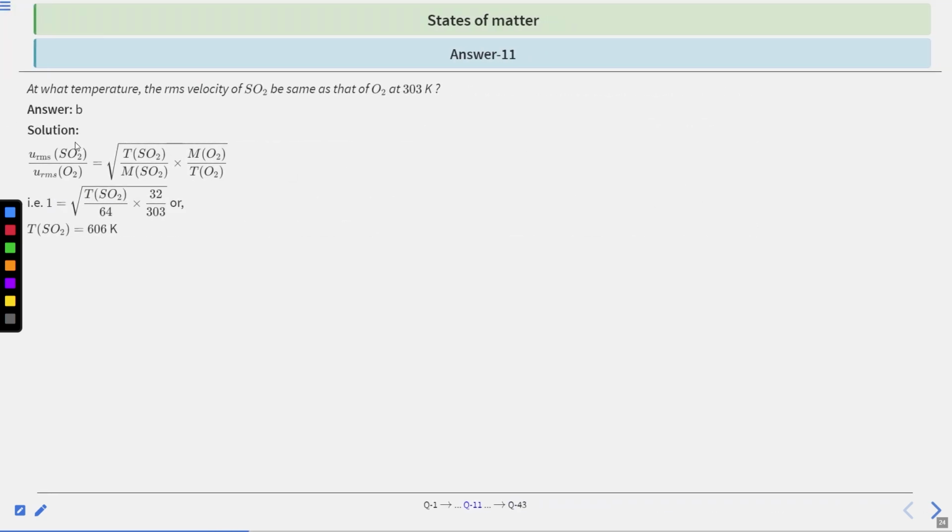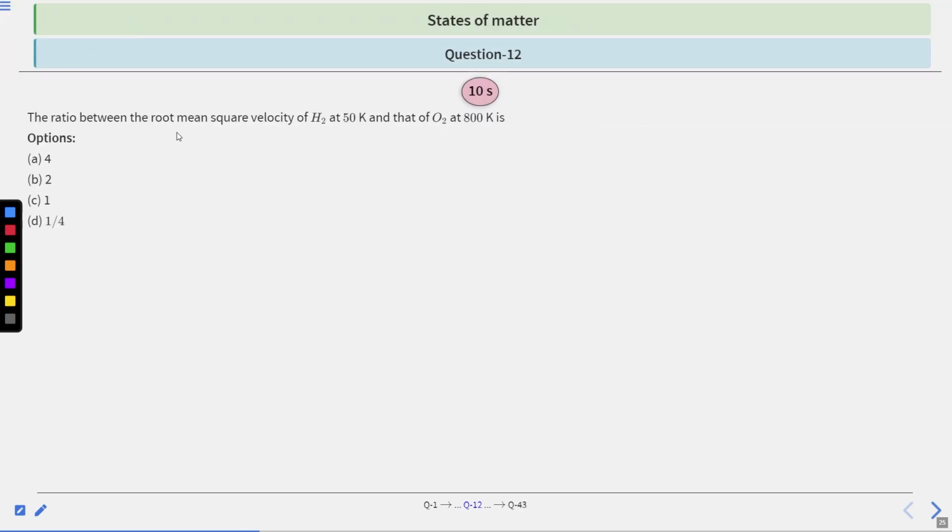Okay, so the correct answer is option number B. The ratio of the RMS velocity of SO2 to O2 will be equal to under root temperature of SO2 multiplied by molar mass of O2 upon molar mass of SO2 and temperature of O2. So this fraction is 1, which will be equal to under root of these terms, and we just put in the terms given in the question and which we know. So T of SO2 will come out as 606 Kelvin, and that's why option B is the correct answer. Okay, so moving on to our next question, question number 12.